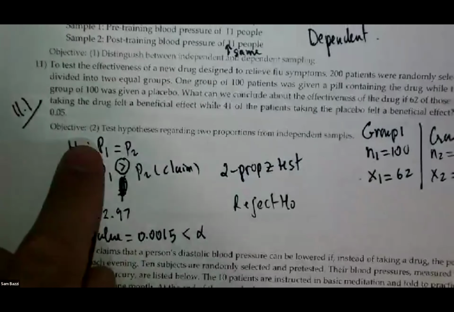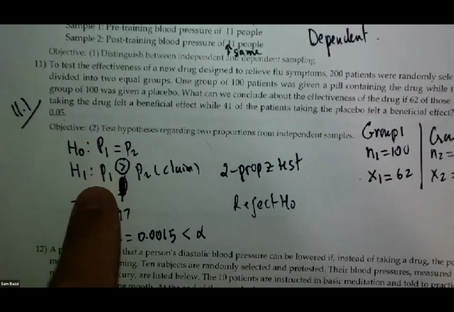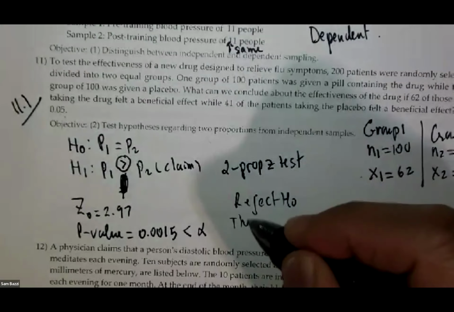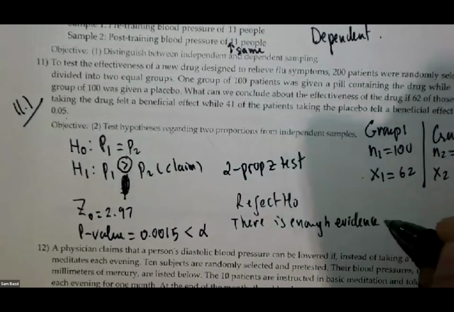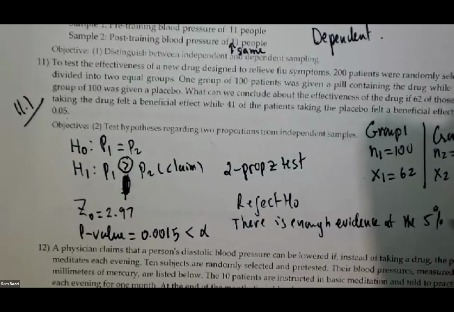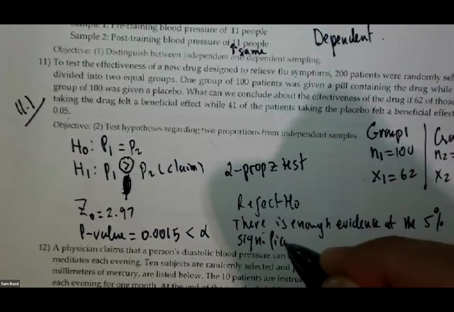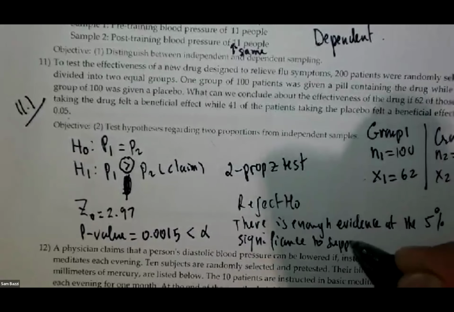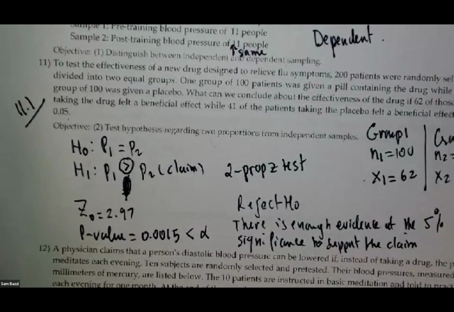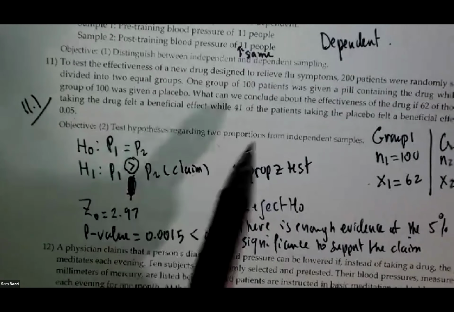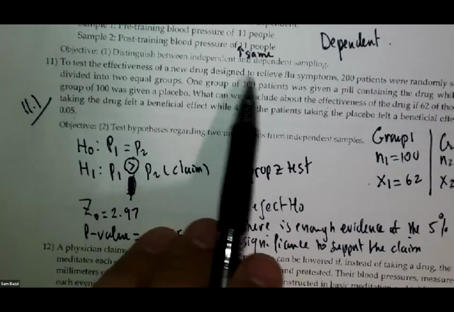And if you reject H0, I've said that already for the 10th time today. If you reject H0, guys, and the claim is in H1, you support the claim. There is enough evidence at the 5% level of significance to support. Don't stop at the word claim, guys. You have to say what the claim is. To support the claim about the drug being effective in reducing and relieving the flu symptoms.